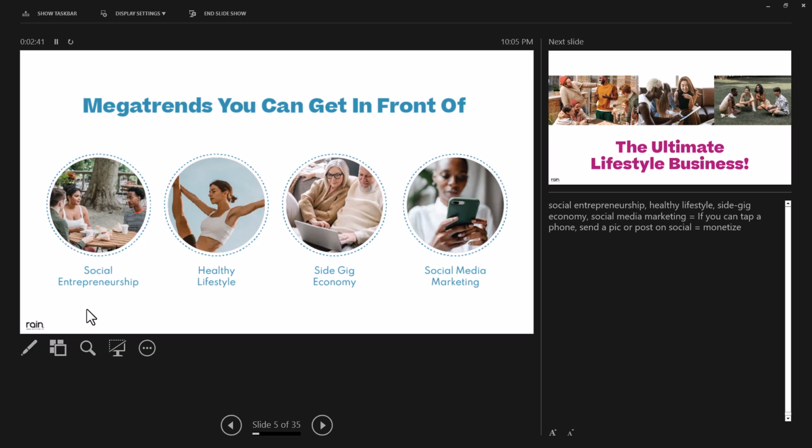And then the big daddy of all, of course, is social media. Social media has just continued to exponentially grow. The world is connected in ways unimaginable just 10 years ago. And if you can just tap your phone, send a picture, or post on social media, send somebody a DM, a direct message on social media, you can actually monetize that activity through this business.